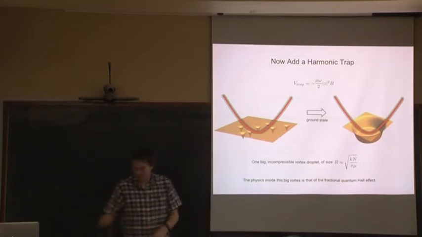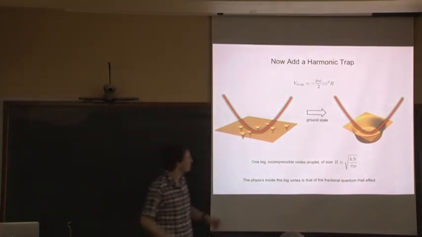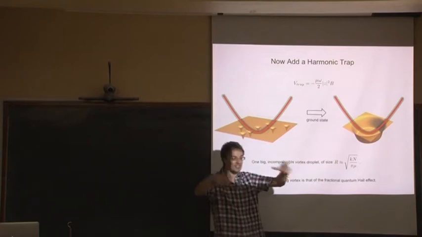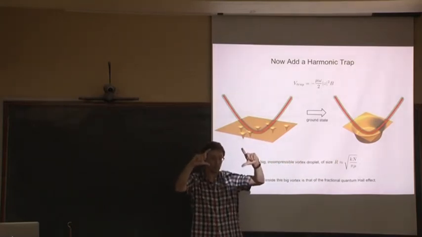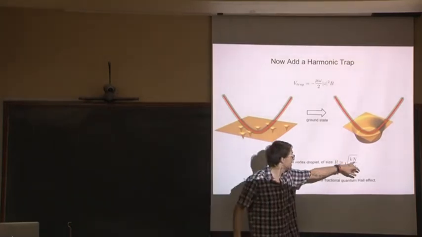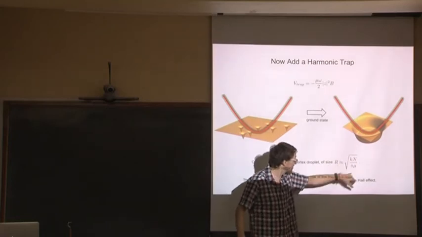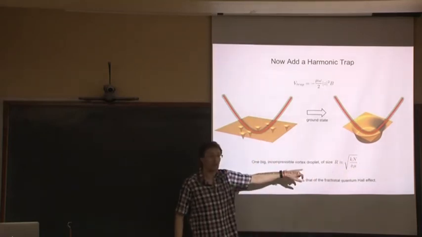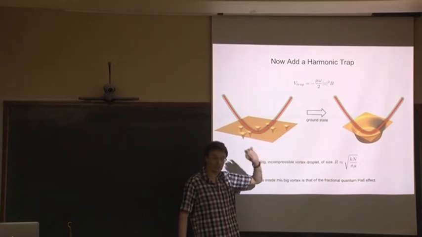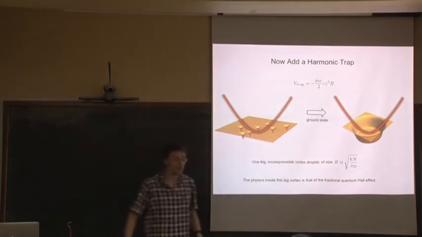You can show, just with some back-of-the-envelope calculations, that the size of the object that it forms is proportional to n, the number of vortices. In fact, the size of the object is given to very good approximation by this formula here. K was the Chern-Simons term, mu was this background charge density.